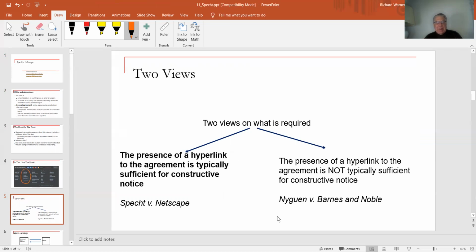That way. And that, in the end, will be the view I propose. I think that's the correct view, but we'll turn to the opposite view in the next video, the view of Nguyen versus Barnes and Noble, which takes the opposite position. So we'll want to see, well, what is there to be said for the opposite position? And then we'll make up our minds.